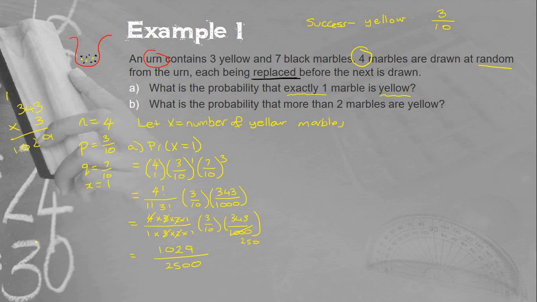Now, let's have a look at B. For option B here, we are going to be working out the probability that X is greater than 2. Now, if we think this out, we've got 4 marbles being drawn. If we want more than 2, that means we either want X to equal 3 or we want X to equal 4.